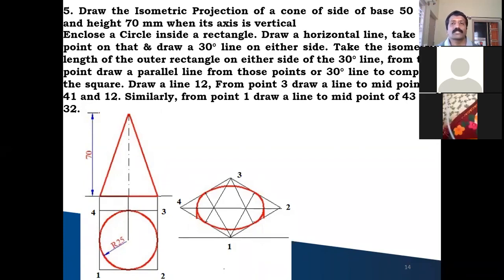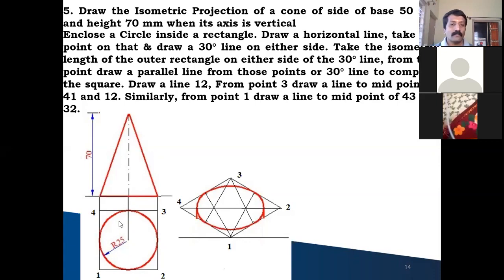So what is the question which is given here? Draw the isometric projection of a cone of side of base 50 millimeter and height 70 millimeter, and its axis is vertical. So you can imagine your ice cream cone. When you see it from the top, it looks like a circle only. When you see it from the front side, it looks like an isosceles triangle.